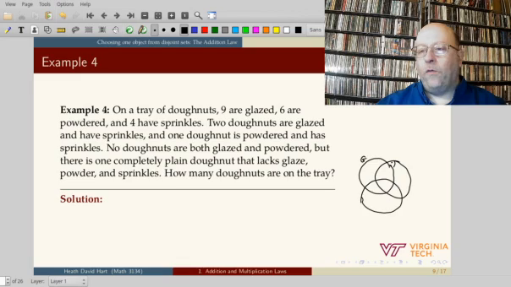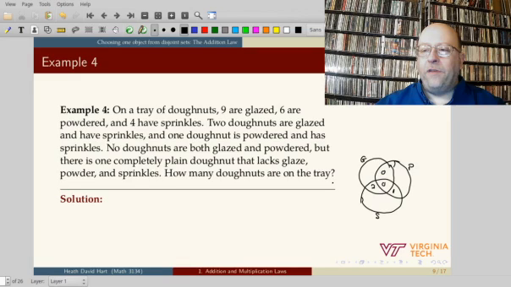I'll call this set G for glaze, this set P for powdered, and this set S for sprinkles. We're told that no donuts are glazed and powdered. So there are 0 donuts that are both glazed and powdered. But 2 donuts are glazed and have sprinkles, and one donut is powdered and has sprinkles. There are a total of 9 glazed donuts, and 2 of them have already been listed here. So there have to be 7 more here.